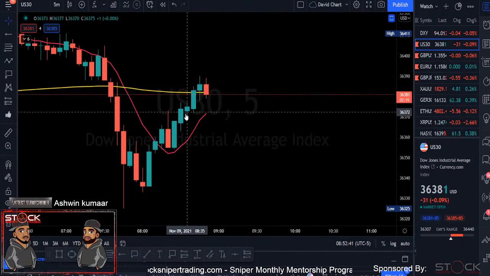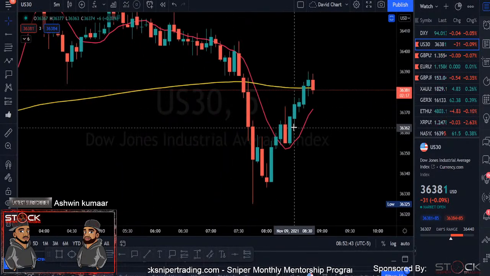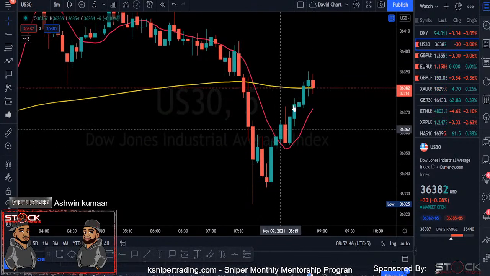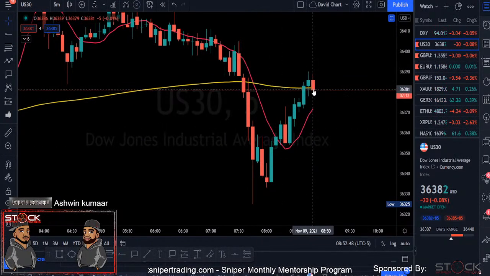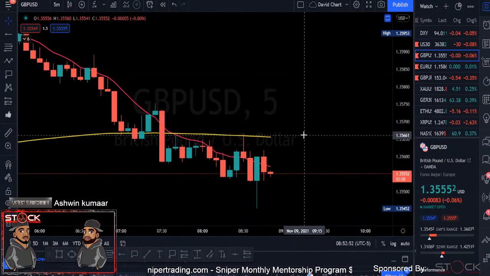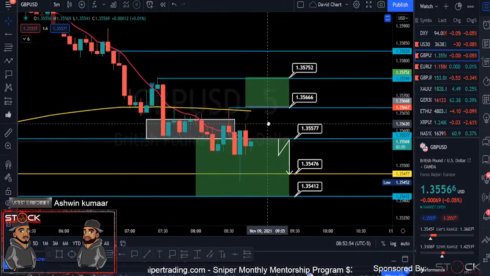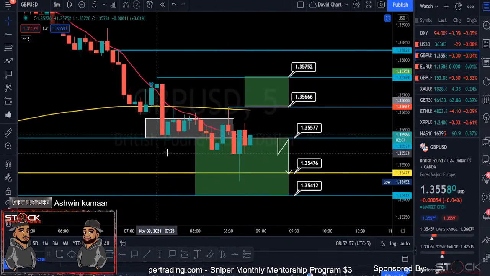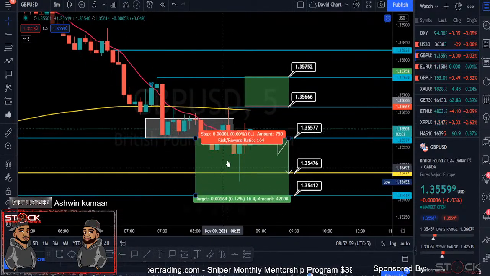Look at US 30, guys. Look at where it's hovering. All right, nice little pullback right at that 200. There's GU. You can see it's just hovering in on there, guys. Price is now holding above this area right here.